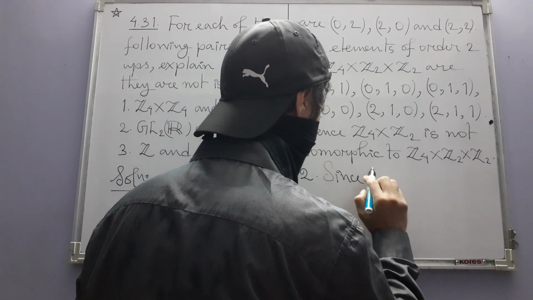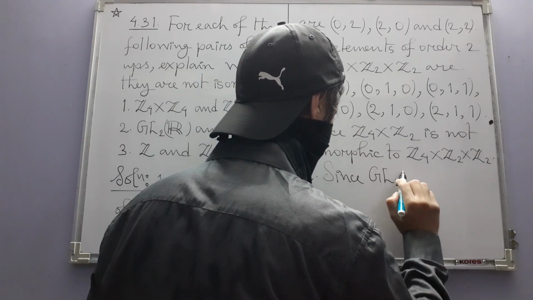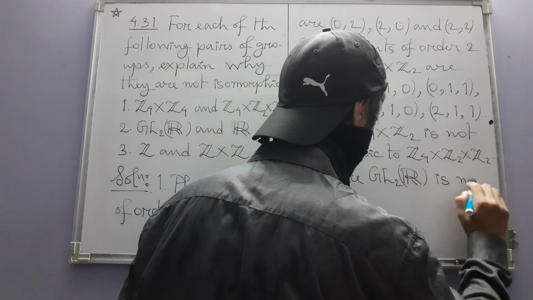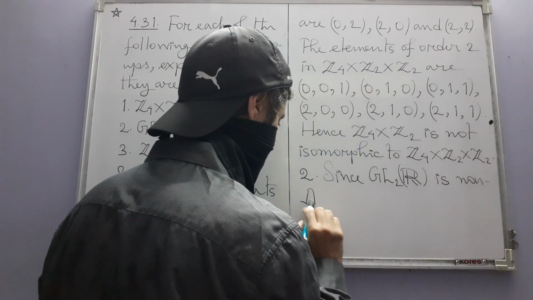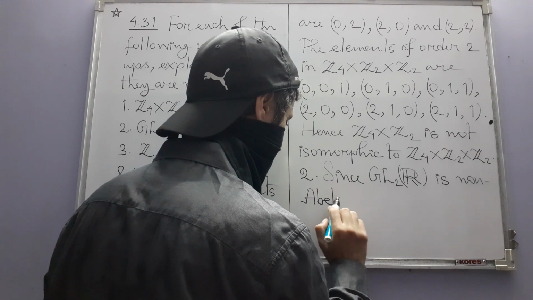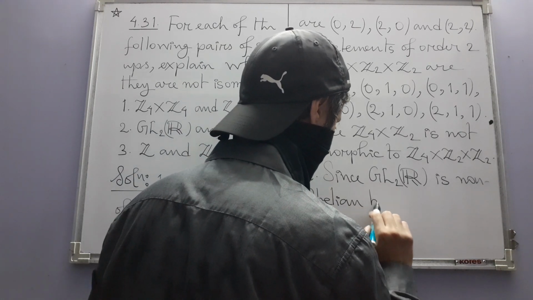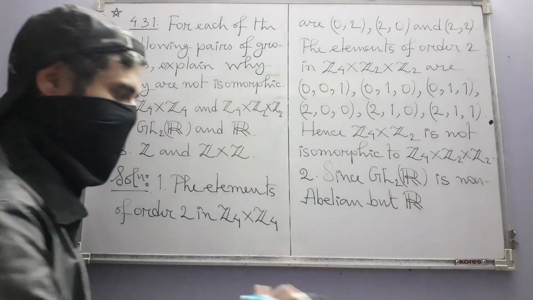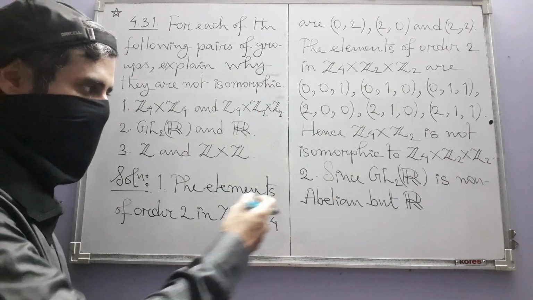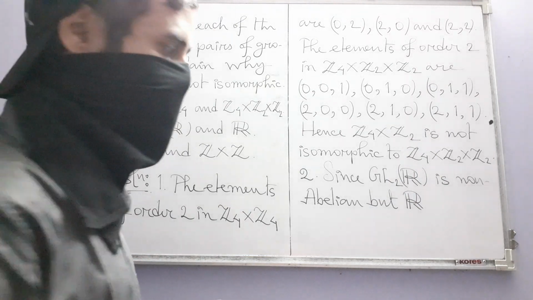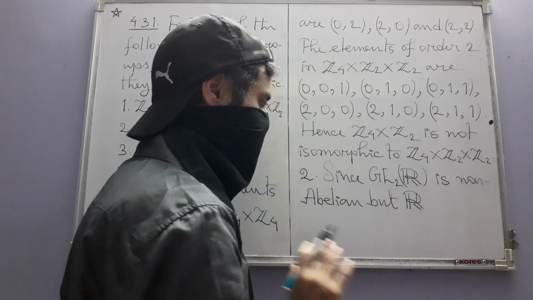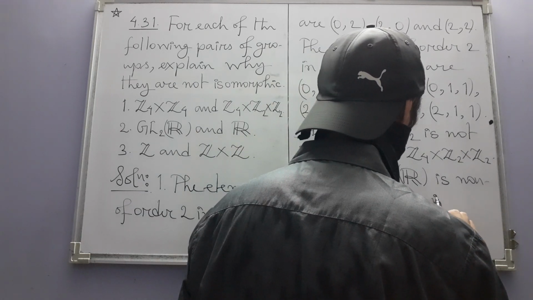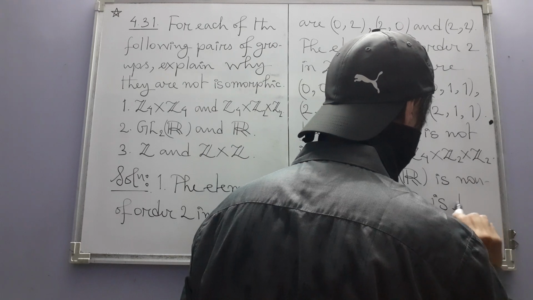Since the general linear group is non-abelian, but the group of real numbers, of course under addition, since under multiplication the entire set of real numbers cannot form a group. So if simply R is given, we know that the binary operation is addition, and this is abelian, but the general linear group is not abelian.